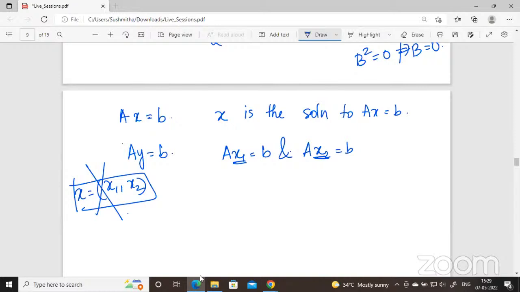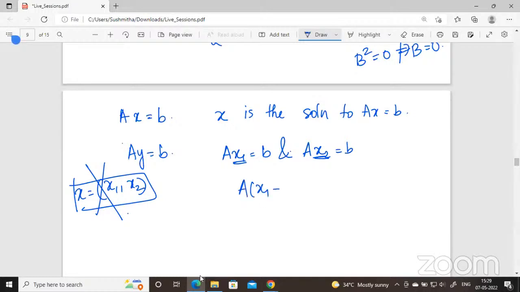No linear equation can have exactly two solutions. X1 may be equal to X2, in that case it is a unique solution. Or they may both be zeros. So in that case, any scalar multiple will also be zero.